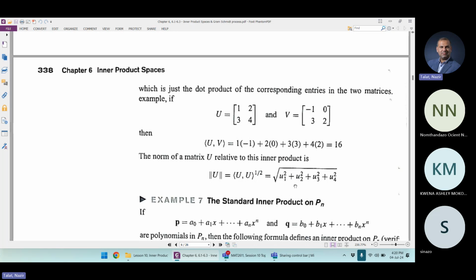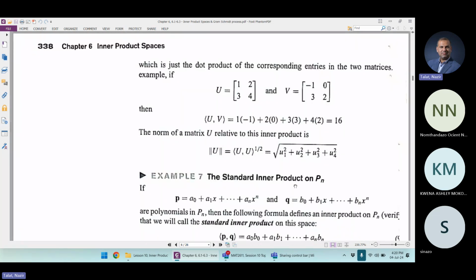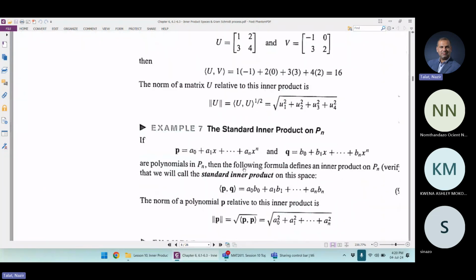Now this is another good example, the standard inner product of polynomials of degree n. For instance, if we have two polynomials of degree n, p and q, the inner product of p and q is defined as a naught b naught plus a1 b1 plus up to an bn. So this is called the inner product of the two polynomials. It always satisfies all four axioms, and in this way we can take the product of two polynomials, and one can check that.